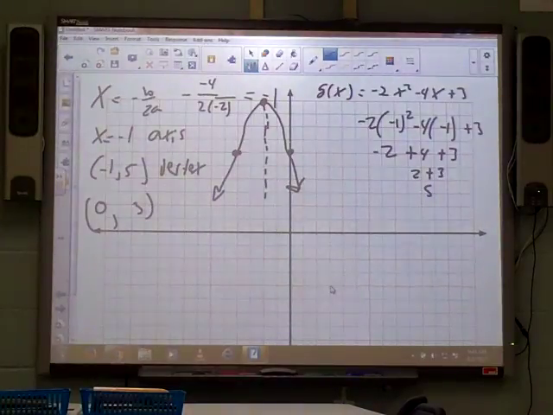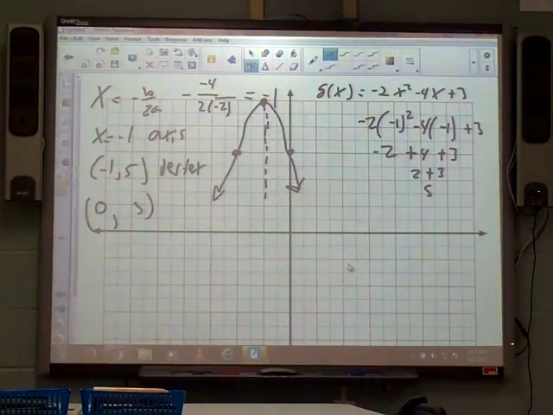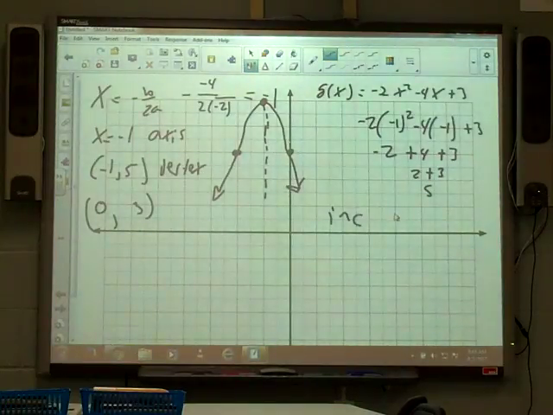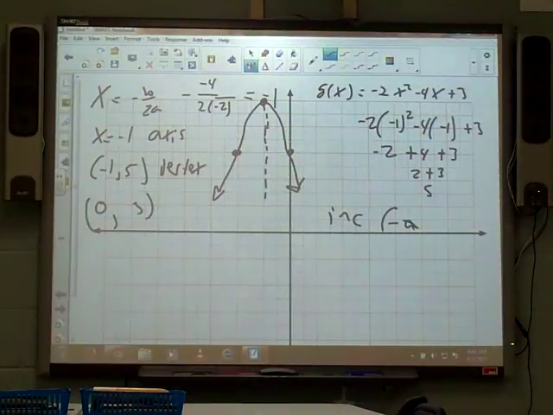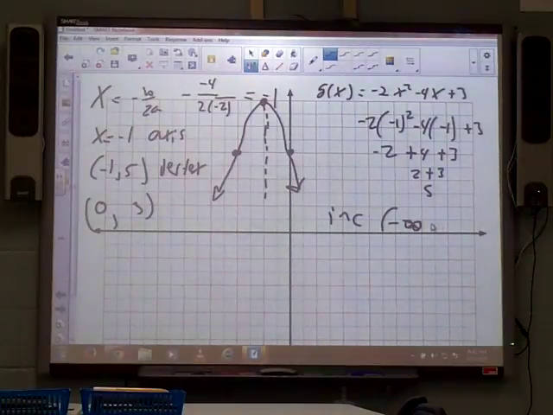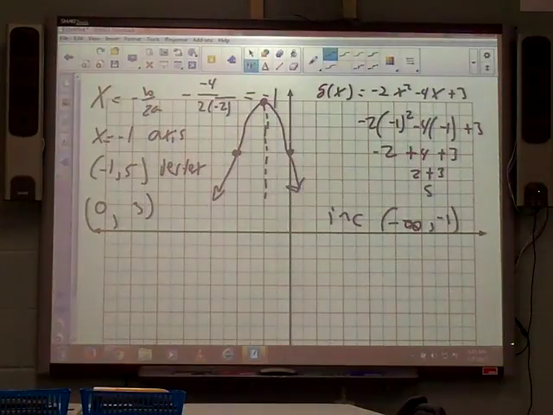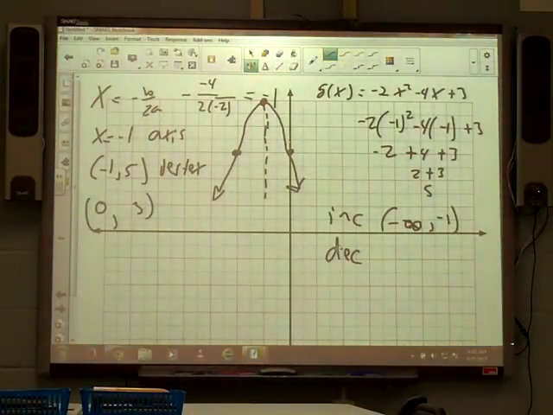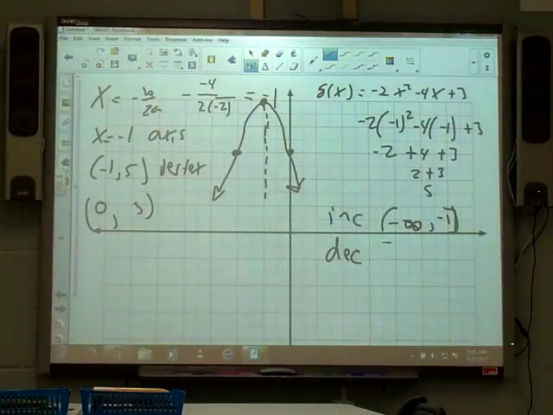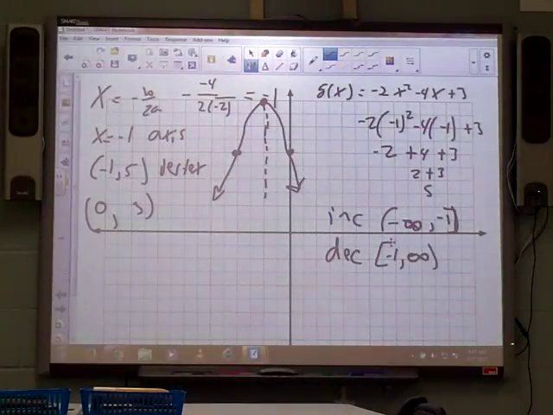Okay, last thing we've got is the increasing and decreasing. This is going uphill first, so it's going to be increasing from negative infinity to my x, which was negative 1. And then it's going to be decreasing from negative 1 to infinity.